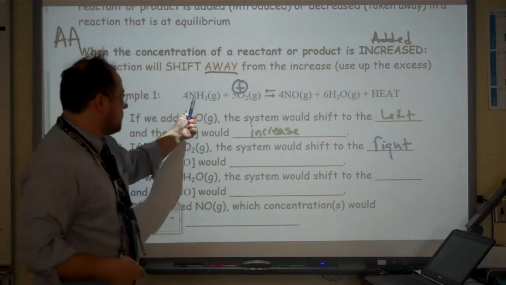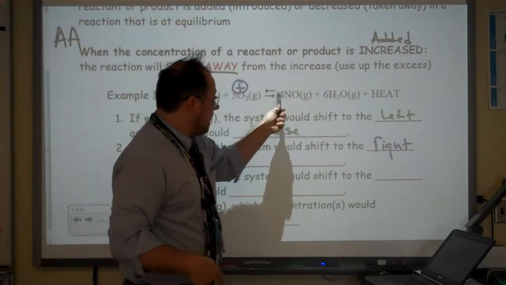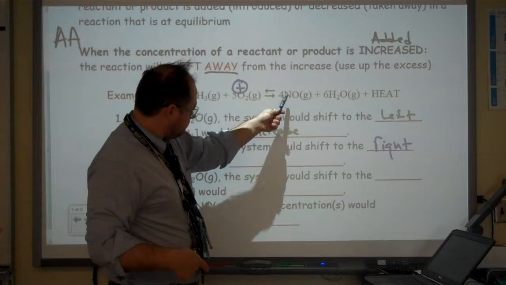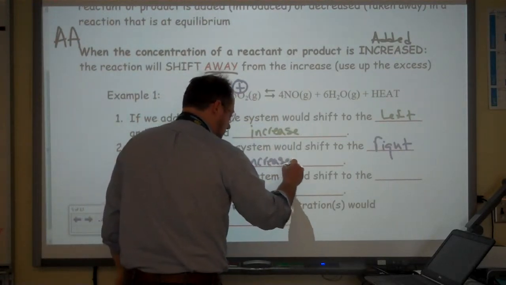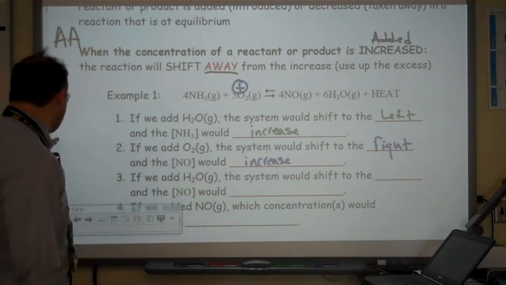And the NO concentration, if we're shifting towards the right, that means we're going to get more of these things. NO concentration would increase. Alrighty, and then let's see what's next.